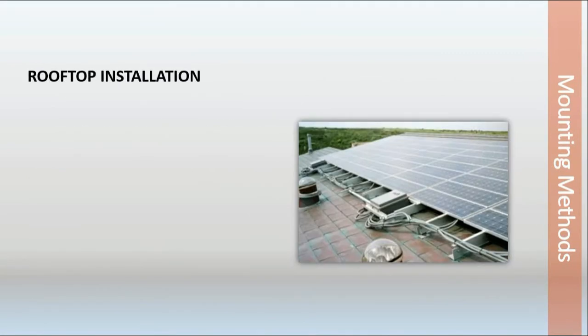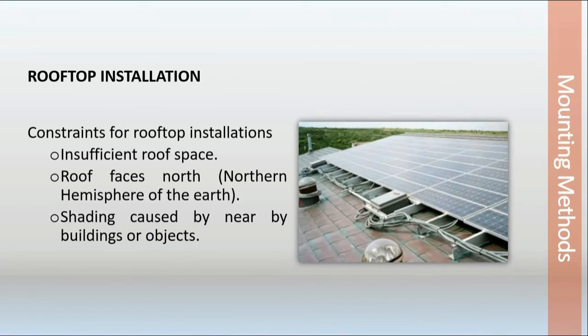So for rooftop installation, there are some constraints we need to consider before we decide whether to install a PV system or not. One factor is whether the space is sufficient to install the system, and also the direction the rooftop is facing. Another thing is the shading caused by nearby buildings, tall buildings, or any permanent object.